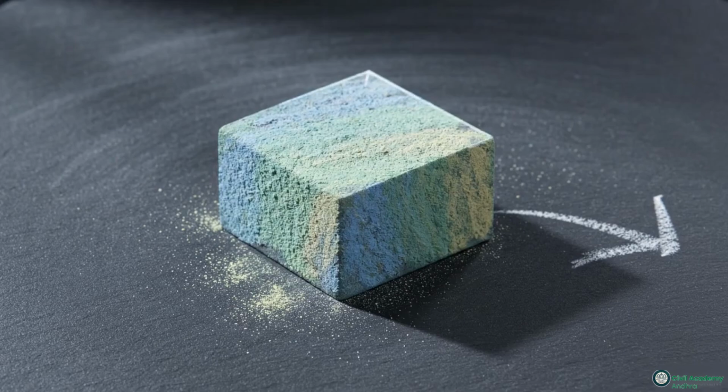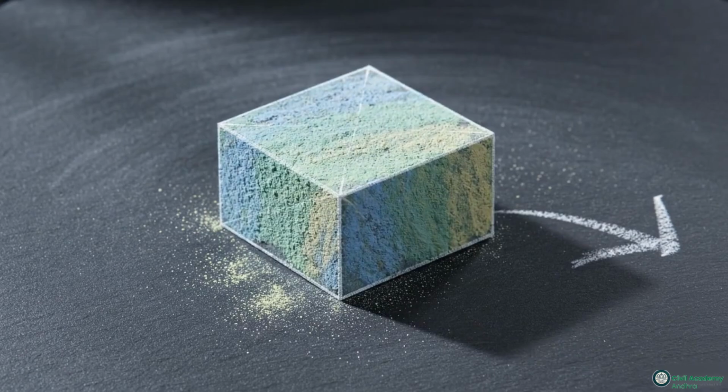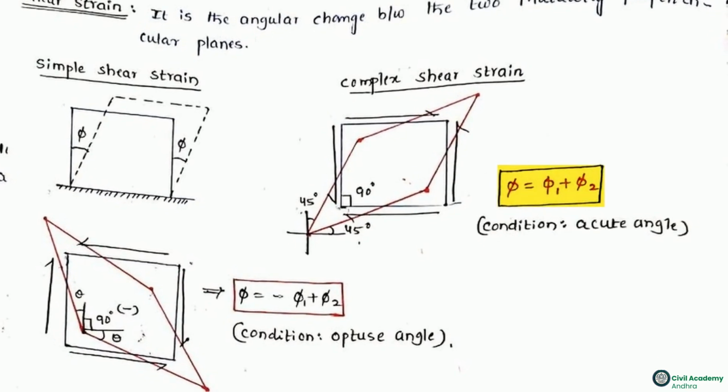While normal strains change a material's volume, other forces distort shape without altering the total volume at all. These sketches illustrate shear strain, which occurs when a tangential force alters the angle between mutually perpendicular planes. This angular displacement is quantified as phi. Measured in radians, it represents the sum of the angular changes shown in these complex shear diagrams.